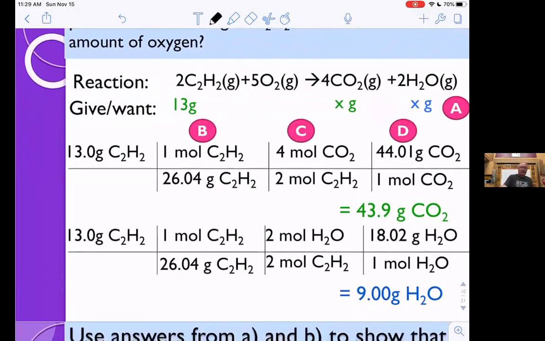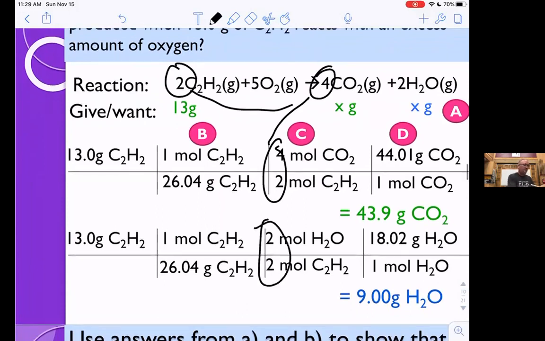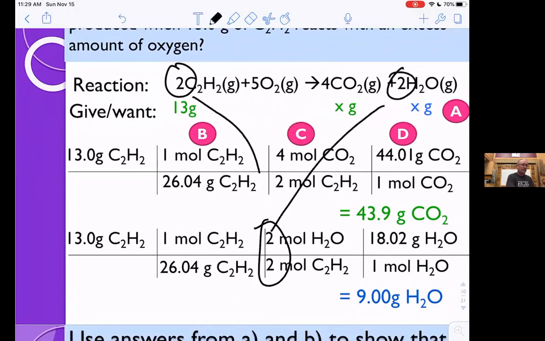So I have the 26.04 grams of the acetylene, a 4:2 ratio from the balanced equation. Remember, my 4:2 ratio is coming from here, this 4 and this 2. And the 2:2 ratio down here at the bottom is coming from my 2 moles of acetylene and my 2 moles of water. The rest of it is just the molar masses. So check your work: 43.9 grams of CO2 and 9 grams of water should have been your answers.